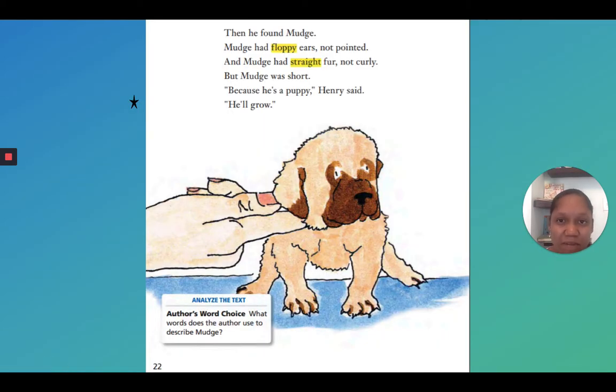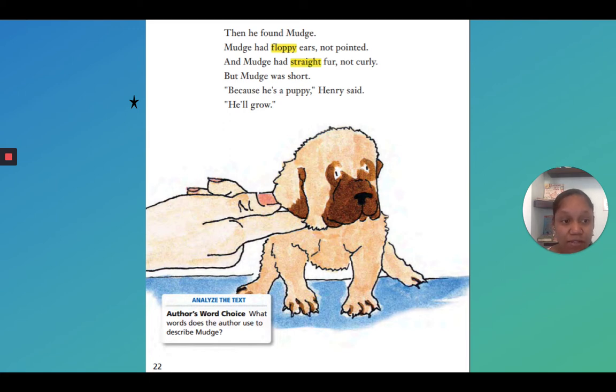Then he found Mudge. Mudge had floppy ears, not pointed. And Mudge had straight fur, not curly. But Mudge was short. Because he's a puppy, Henry said. He'll grow. Now, why do you think Henry thinks it's okay to get the dog even though Mudge was short? Right? Because he said he didn't want a short dog. But why do you think he thought it was okay?